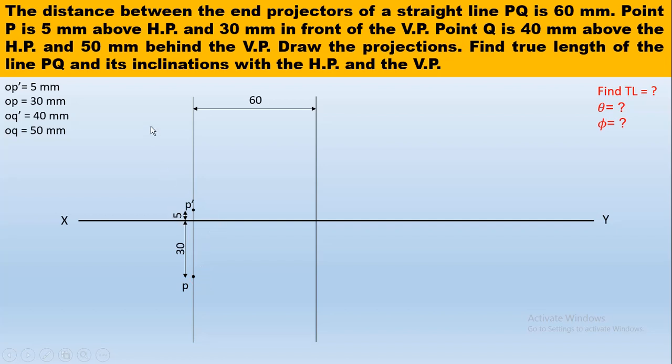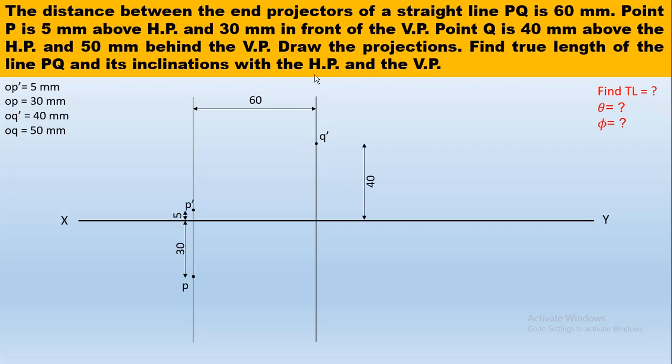Now in a similar way locate the point Q. Point Q is 40 mm above HP and 50 mm behind VP. Now 40 mm above HP. So for a front view, XY line is HP. From reference line XY at 40 mm, locate the point Q dash. So this is my Q dash.